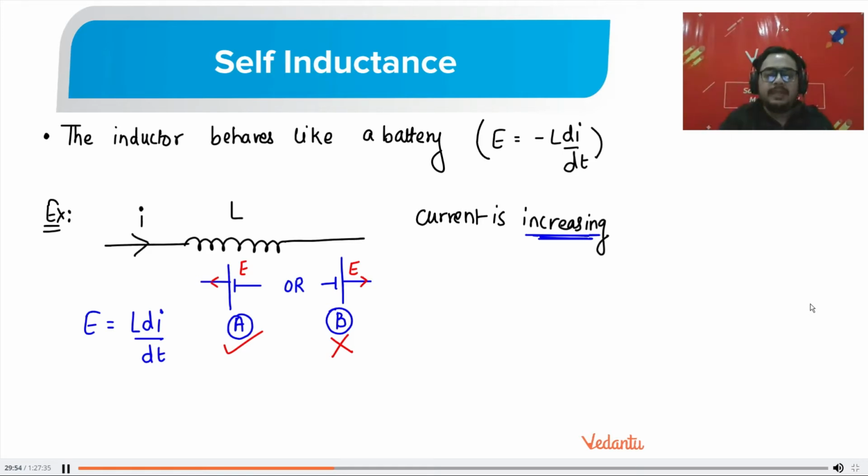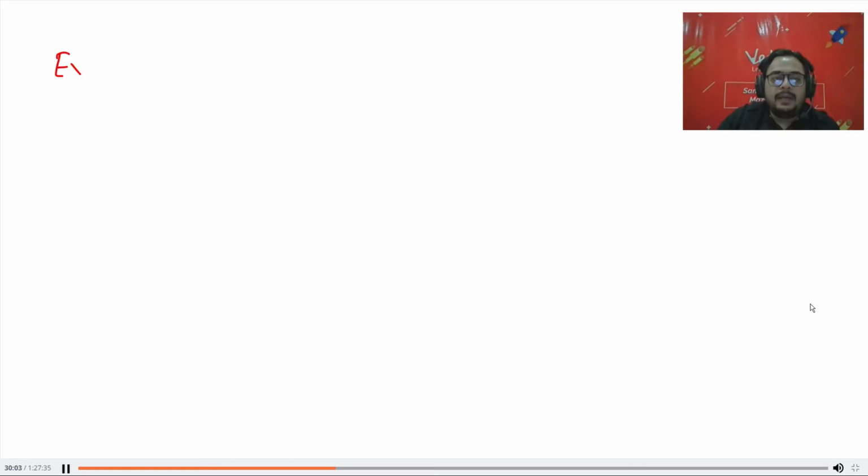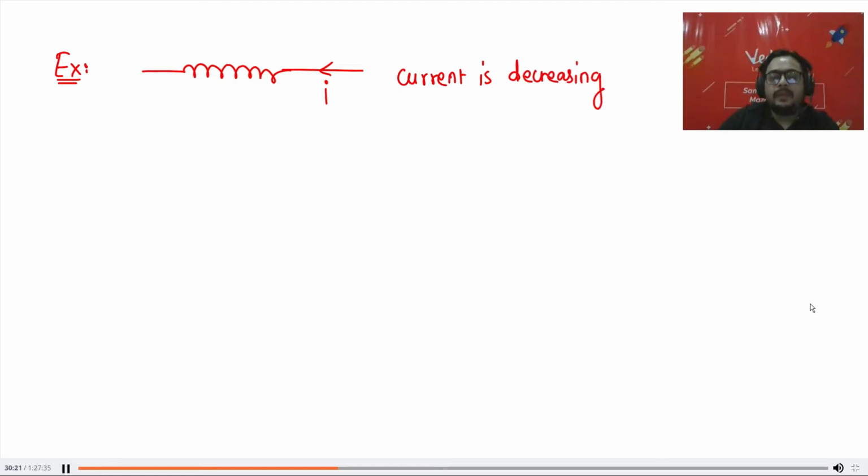I'll give you one more example so that it becomes perfectly clear. Okay, so let me say I have an inductor like this and current is flowing through it like this and current is decreasing. Can you tell me which battery will be the correct battery? So this is the battery I'm making A and this is the battery I'm making B. So which battery is correct, A or B?